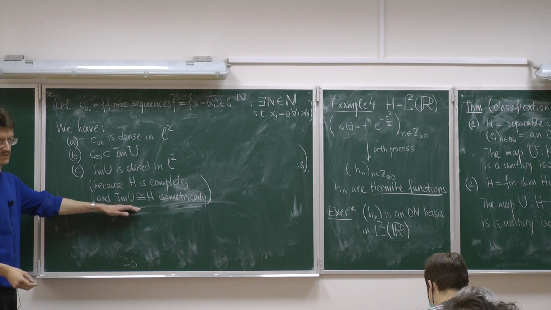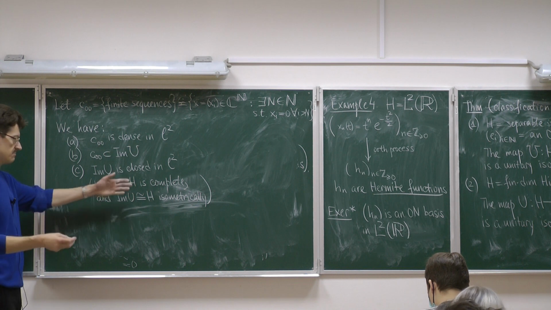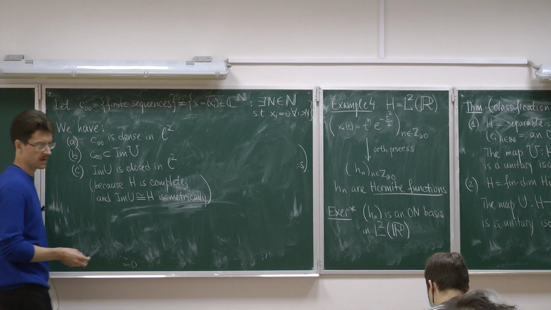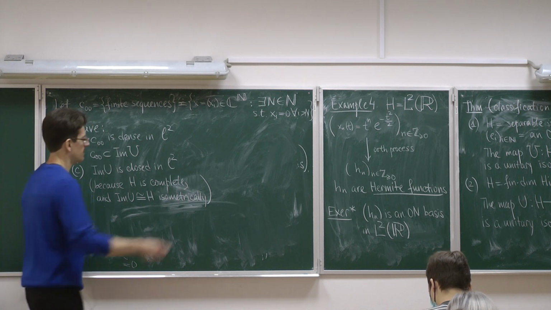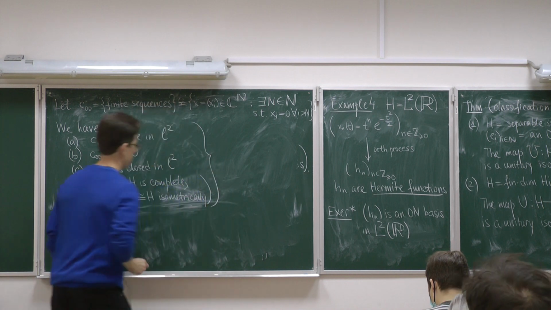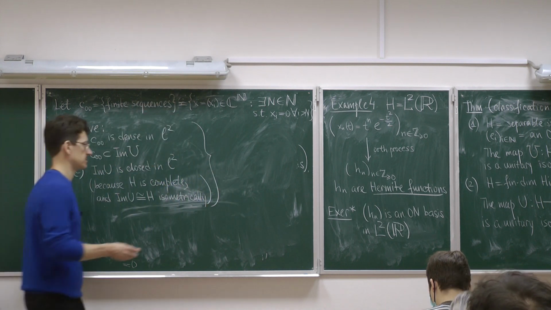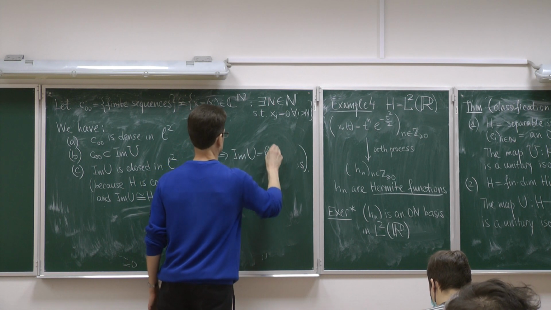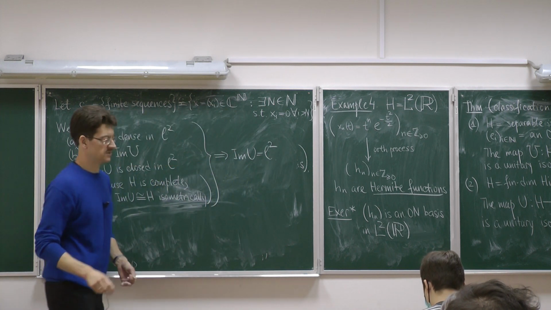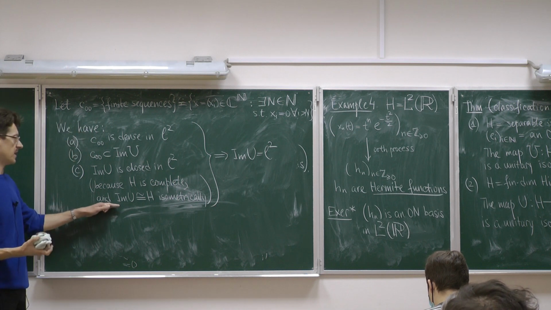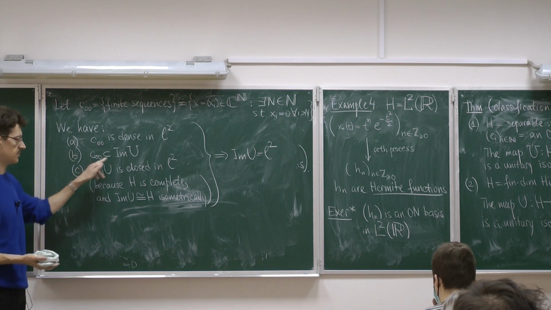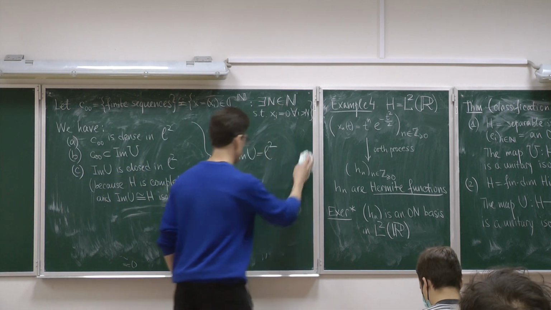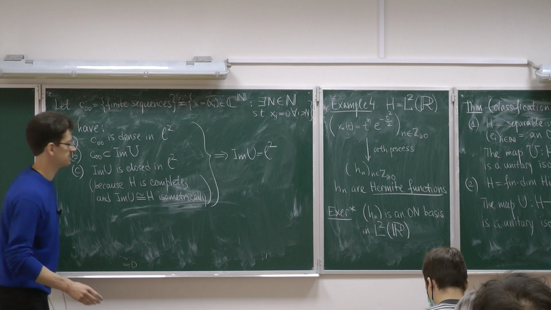So it is also complete. The image of U is complete, but a complete subset of a metric space is necessarily closed. So if we combine these facts, we conclude that U is surjective. The image of U is closed, but it contains a dense subspace, so it is itself dense. Well, it is dense and closed simultaneously. This means that it is the whole of L2.